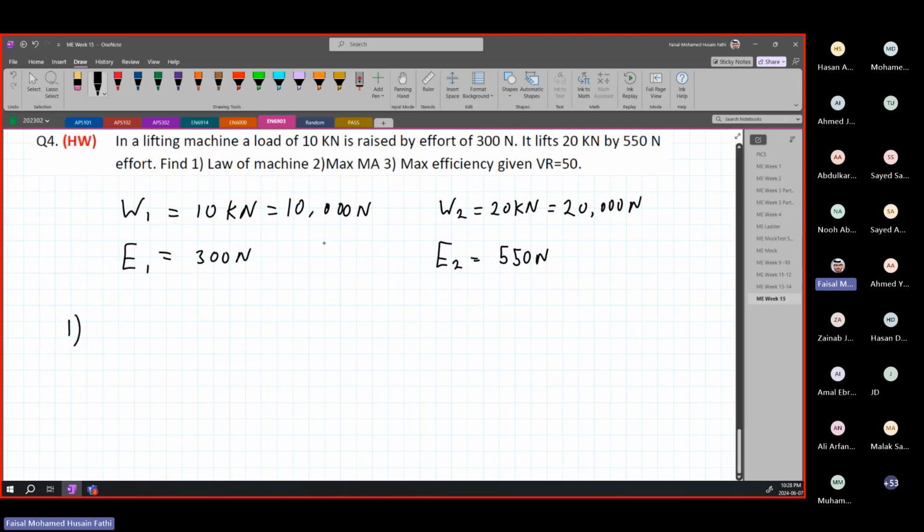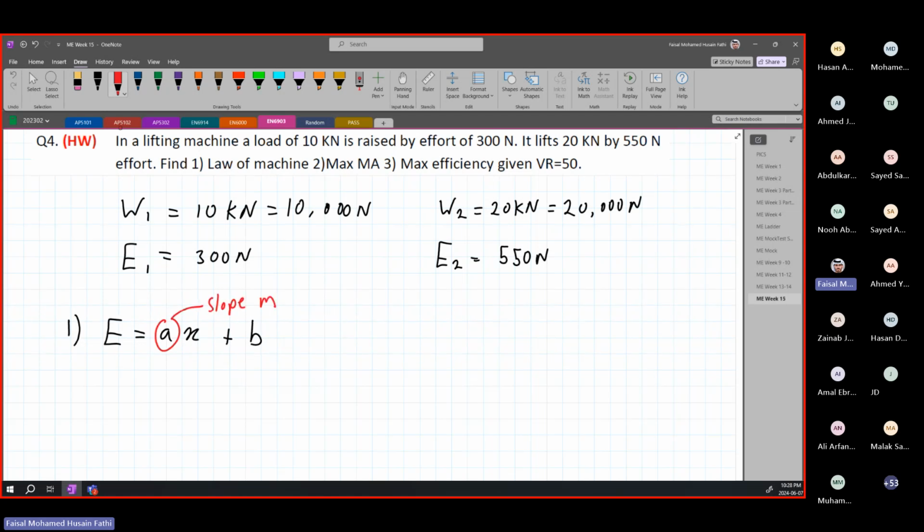So the law of machine was E is equal to AX plus B. Remember, by the way, A is the value of your slope. The slope M in an equation of a line, of a linear equation. All right? This is simply just the equation of a line. Inshallah, I will graph this one so you guys also see how it looks. No worries. So E is equal to AX plus B. How do we do it?